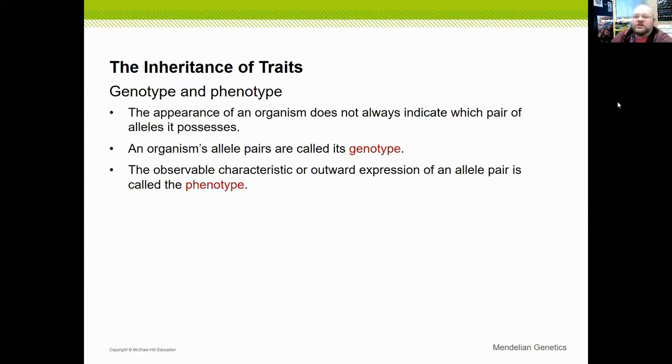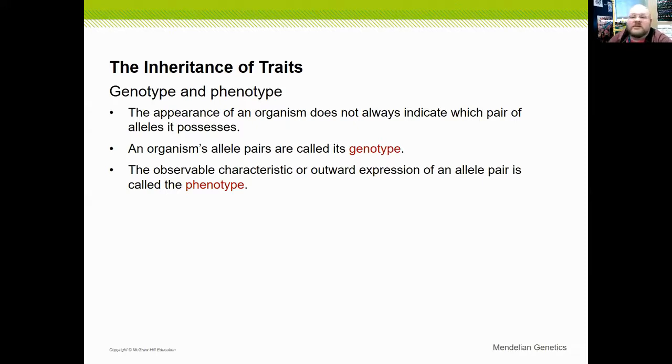And then we have the words genotype and phenotype. So the appearance of an organism does not always indicate which pair of alleles it possesses. And an organism's allele pairs are called the genotype. So genotype are the genes, like what pair of genes do they have? Now the observable characteristics or the outward expression of the allele pair is the phenotype.